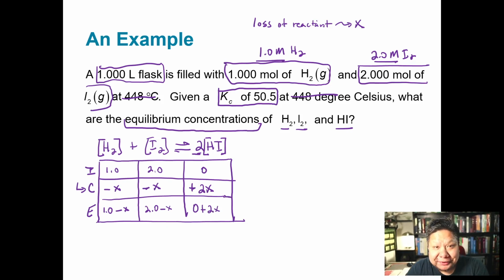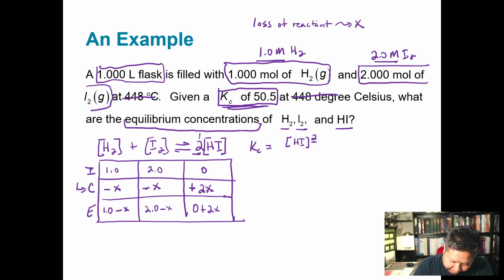You might be asking yourself, we still don't have any values, right? What are we going to do? Well, that's where the Kc comes in. So the Kc, or the equilibrium constant in this case, recall, is Kc equals the concentration of hydrogen iodide, and it's not just hydrogen iodide, but it's hydrogen iodide squared. Why is it squared? It's squared, again, because of this coefficient right here, the 2 coefficient.